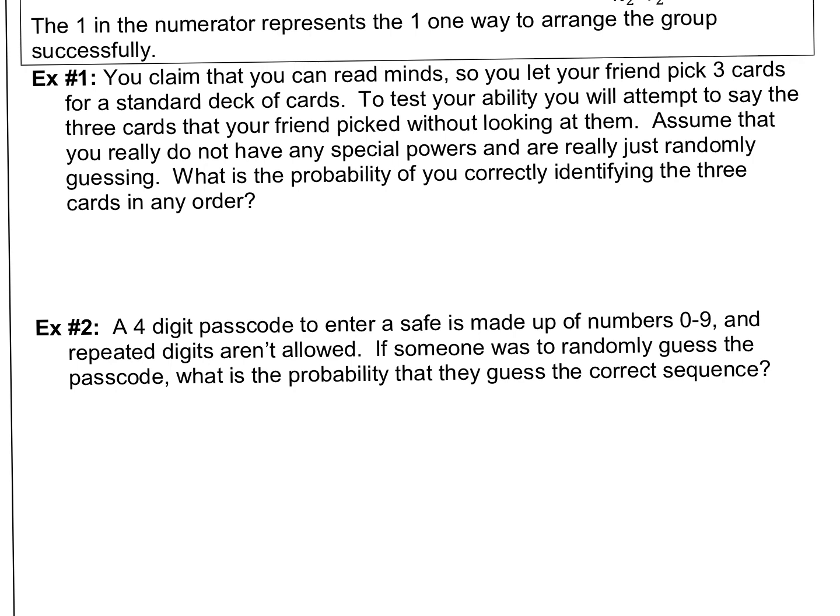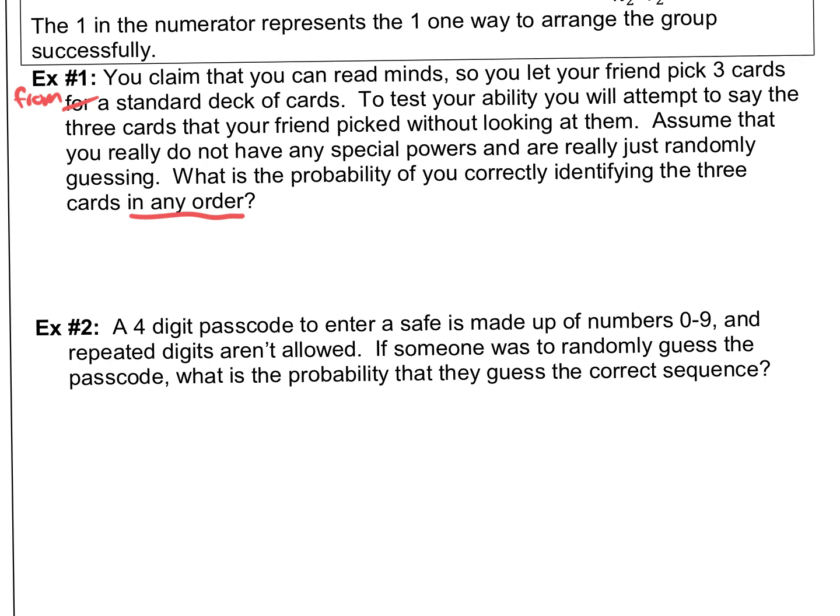So example 1. Let's say that you claim you can read minds. So you let your friend pick 3 cards from a standard deck of cards. To test your ability, you will attempt to say the 3 cards that your friend picked without looking at them. Assume that you really do not have any special powers and are really just randomly guessing. What's the probability of you correctly identifying the 3 cards in any order? That right there, in any order, tells me order does not matter, and therefore we're talking about combinations.